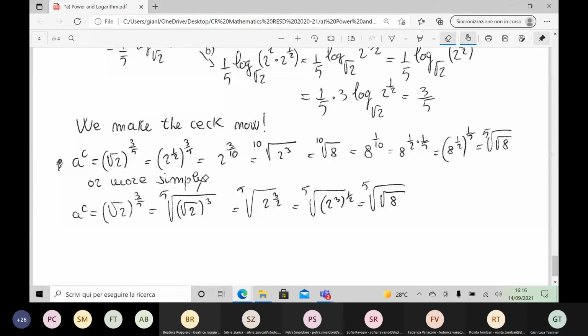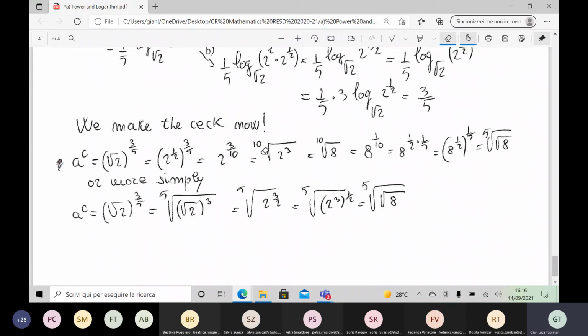Okay, so look at the first way. Square root of 2 can be written as 2 to the power 1 over 2. So we have 2 to the power 1 over 2, to the power 3 over 5. So this is a power of power, and the result is the power with the same basis and as exponent the product of the exponents. So 1 over 2 times 3 over 5 is 3 over 10.